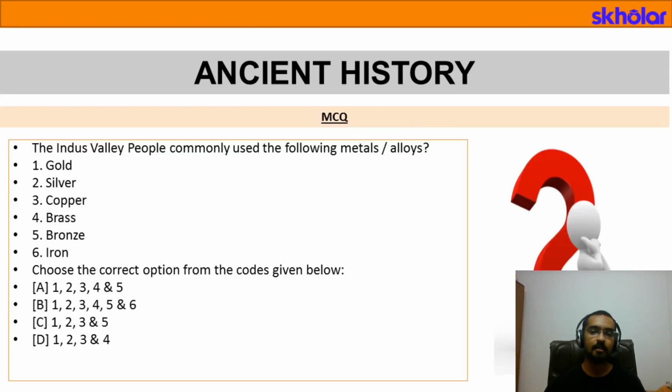Let's now take a look at a few questions, and see whether you are able to tackle them head on. Indus Valley people commonly used the following metals or alloys: gold, silver, copper, brass, bronze, iron. Choose the correct option from the code given below. You can take a few seconds to analyze and answer.